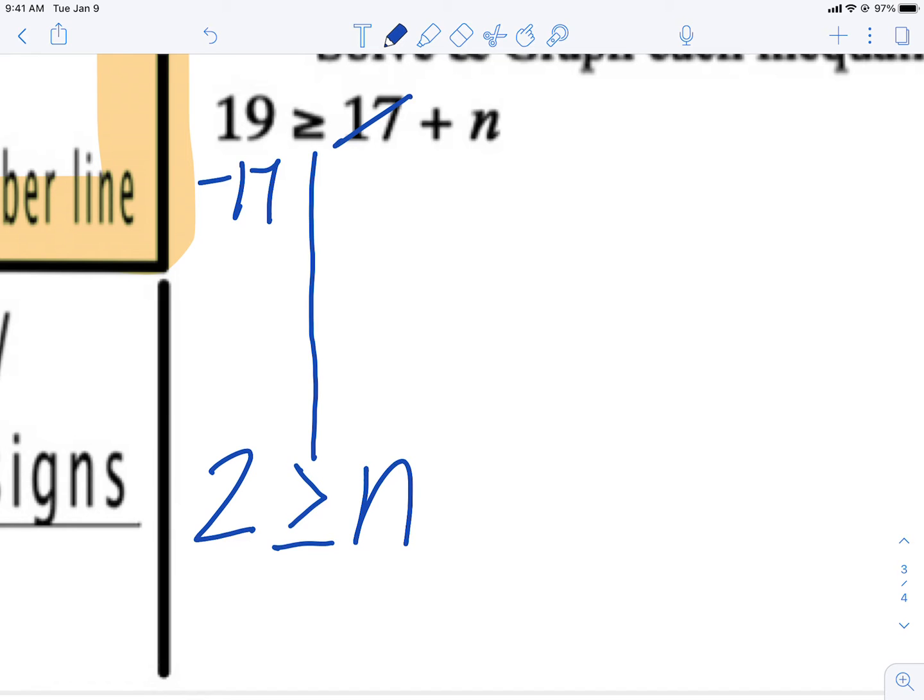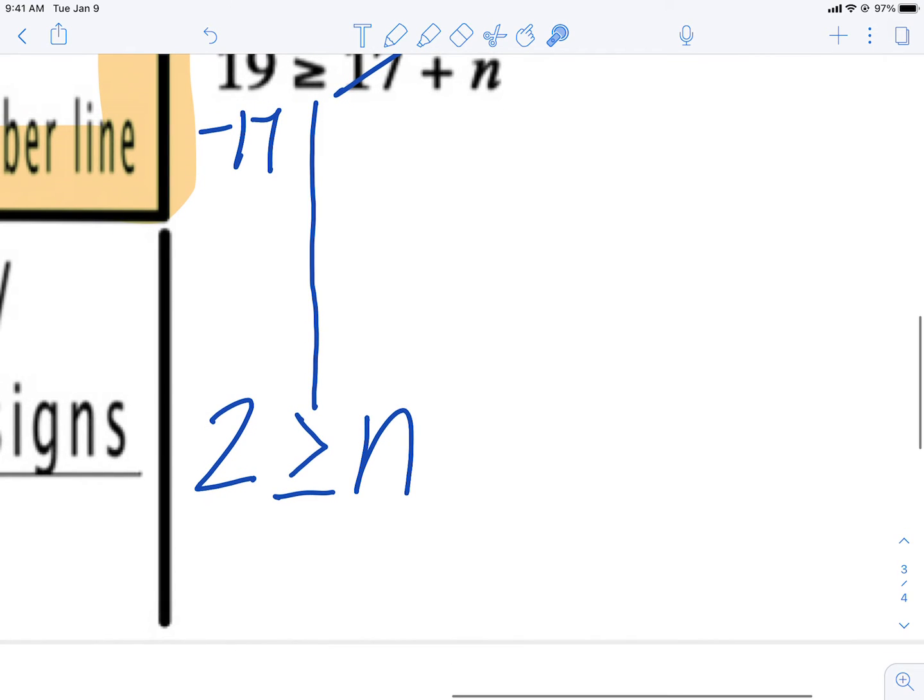Now, this is the answer. This is the solution. But what I need to do, guys, is I need to make a mirror here. I need to put a mirror, because the problem right now that I have is that my n is on the right side. See, this is the left and this is the right. And I don't want that. I want my n to be on the left. But right now, it's on the right side. So watch what I'm going to do.